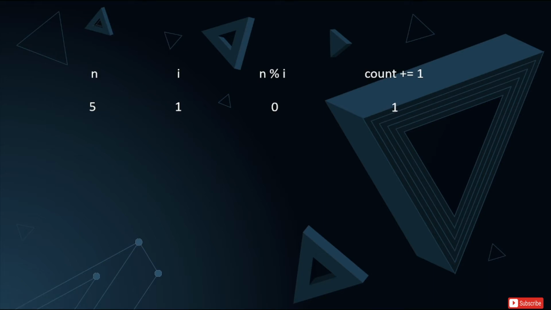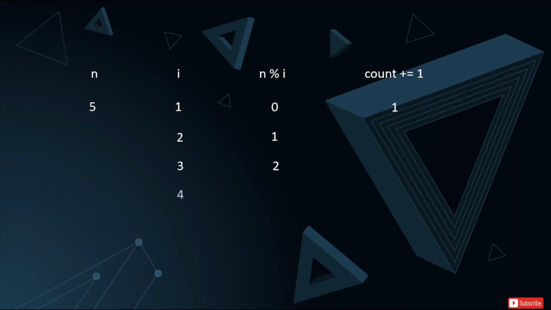Okay, in the second attempt, if we do 5 mod 2, what will be the output? The remainder will be 1. So in this case, we can consider that 5 is not divisible by 2, so the count will not get incremented at that time. And now the I value is 3, and if we divide 5 by 3, the remainder will be 2. So we are not going to increment the count by 1 because the remainder is not 0.